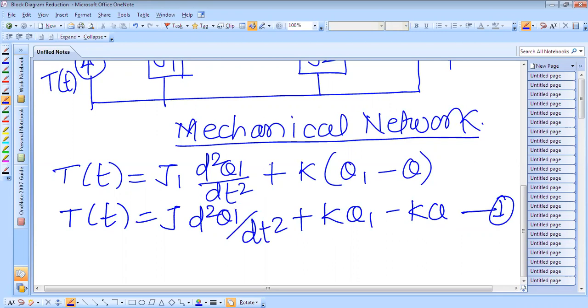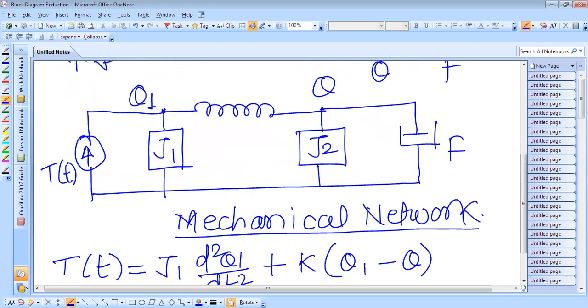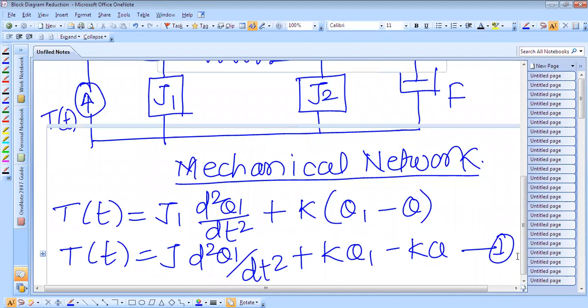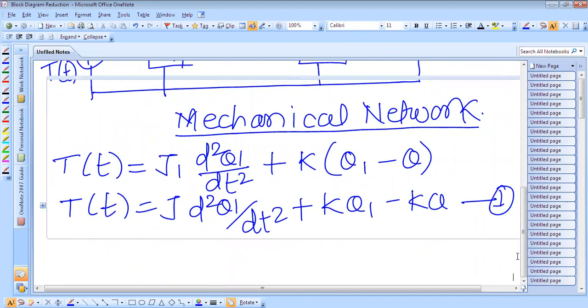Now we also have to write the torque equation at node theta. Again, a spring element is connected to this node, this inertia element J2 is connected, and this damper F is connected. So three elements are connected, and there is no torque applied at this node, therefore torque is equal to 0 here.